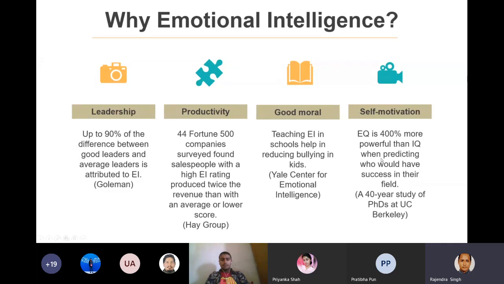Another example here. According to the research, a 40-year study actually done by Berkeley of PhD graduates, EQ is 400% more powerful than IQ when predicting who would succeed in their field. A person may be intelligent, let's say a software engineer, very good with coding and all that, but who would be the boss, the manager for those software engineers? Certainly somebody who is more emotionally intelligent, right? Though that boss may not know a lot about coding, he or she would be managing the people with higher IQ. You get the picture?